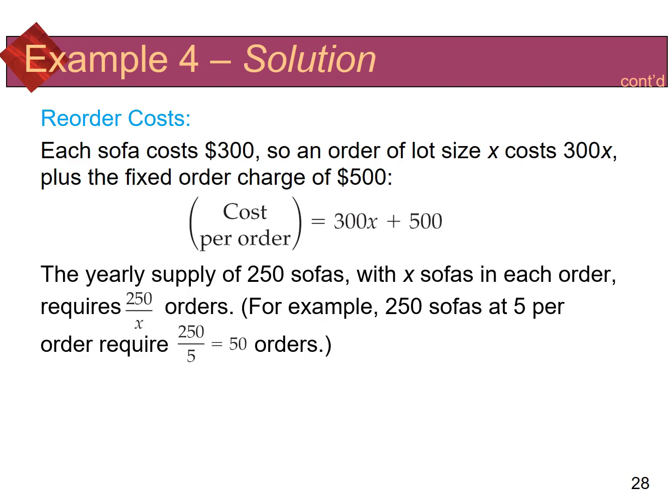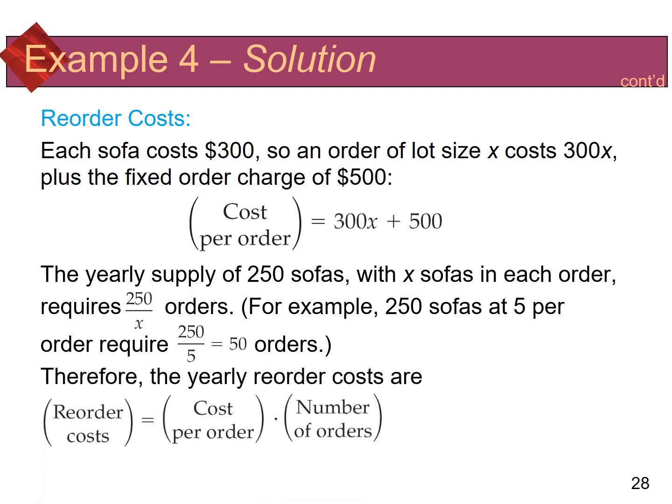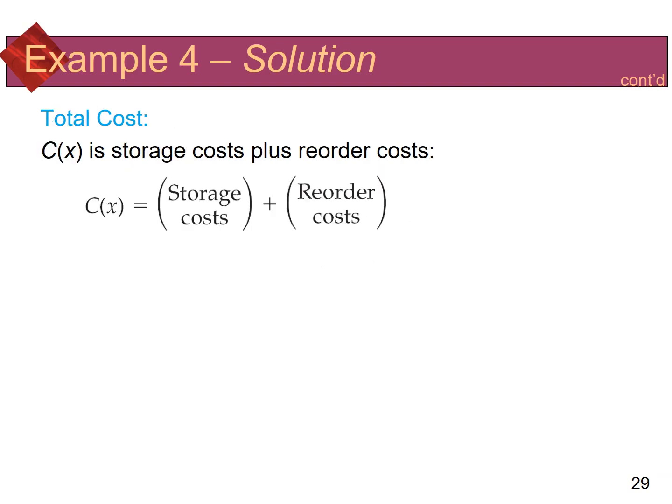So in order to figure out the reorder costs, it's going to be the cost per order times the number of orders. So it's going to be 300X plus 500 times 250 over X. And of course now, the total inventory cost is going to be the storage costs added with the reorder costs.